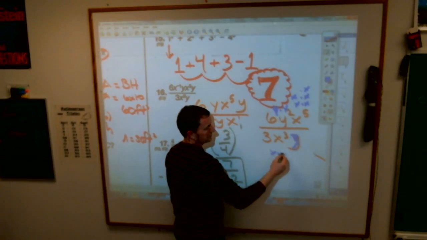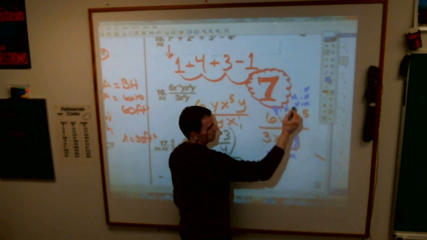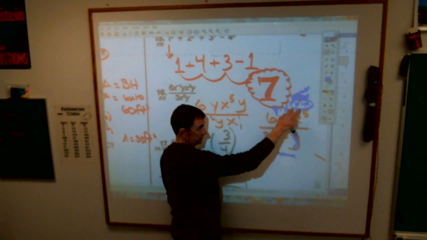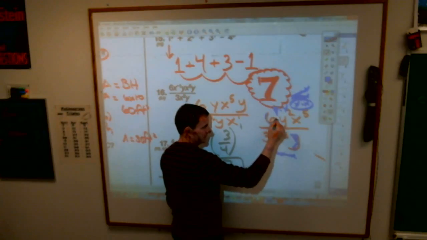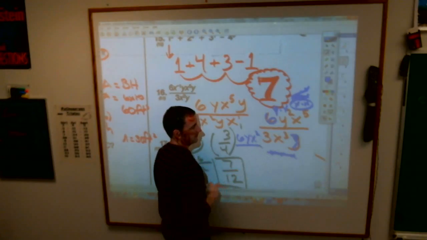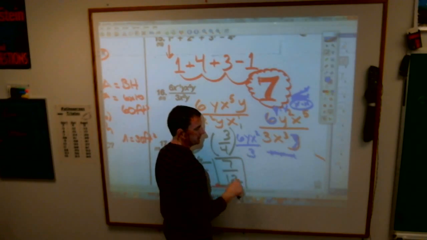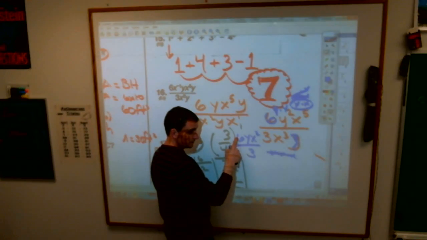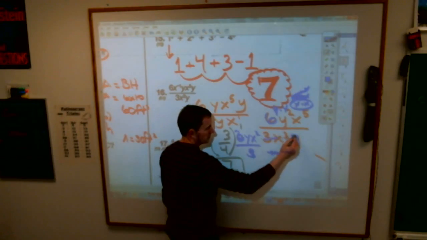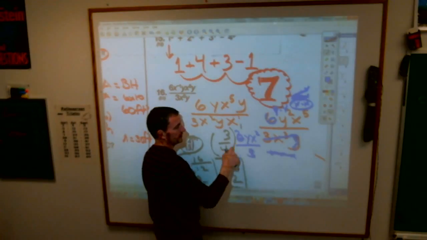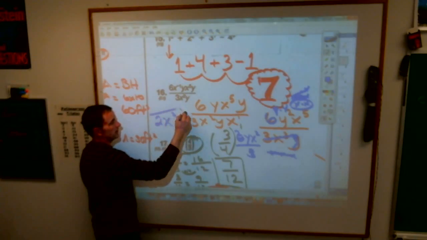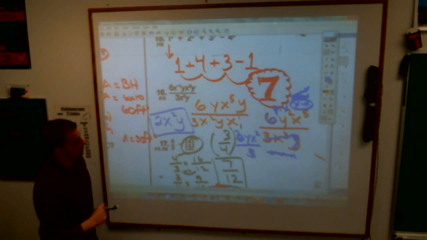And on the bottom, you have 3 x's. So 3 of the bottom ones are going to cross off with 3 of the top ones, and you're going to be left with an x squared on top, 2 x's. So what's left on top is a 6, a y, and an x squared. What's left on the bottom? A 3, but this 3 can cross off with that 6. What is 3 and 6? 2. So everything on the bottom actually crossed off, and you're left with 2 x squared y, or 2 y x squared on top. 2 x squared y.